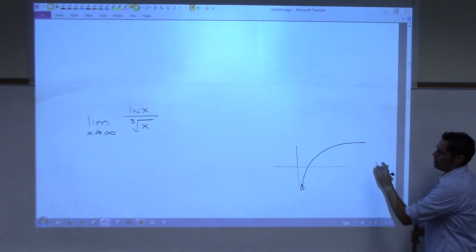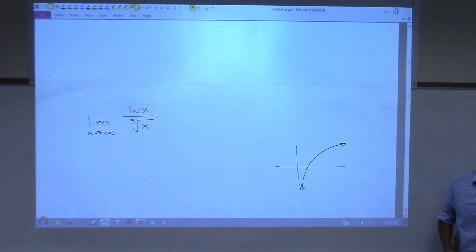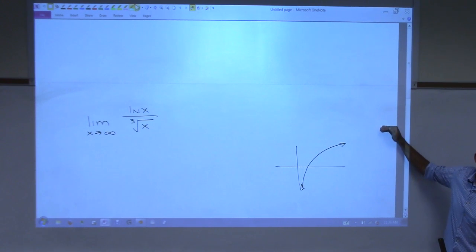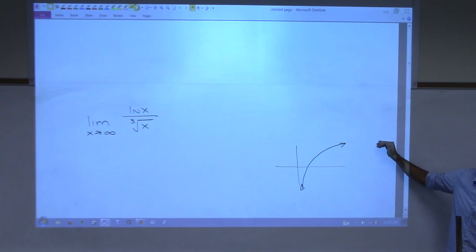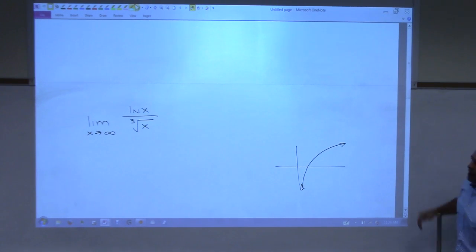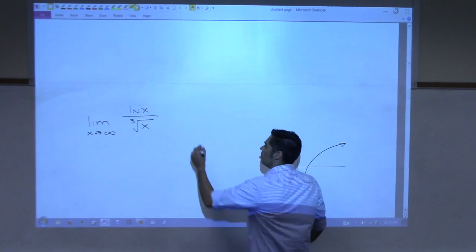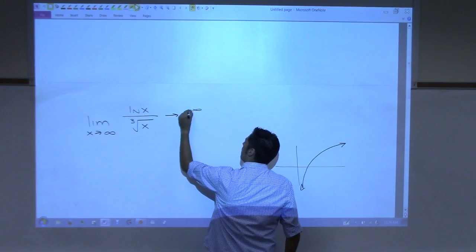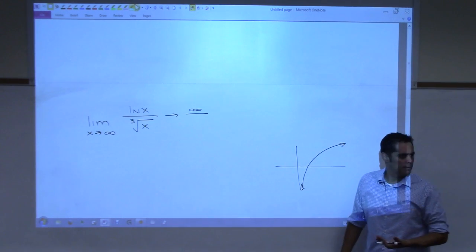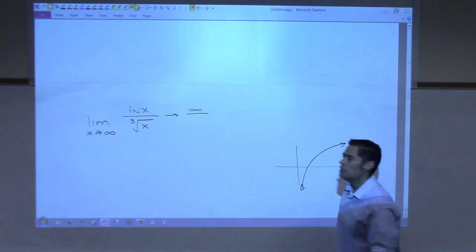No, not the natural log function. I kind of misdrew it here. It goes to infinity. It grows, okay? It grows kind of like the exponential function grows. It just doesn't grow as fast. So it'll keep growing, keep growing, keep growing. So as x goes to infinity, the natural log function goes to infinity also. And then on the bottom, the cube root of infinity should still be infinity, shouldn't it? Yeah? So we have infinity over infinity.